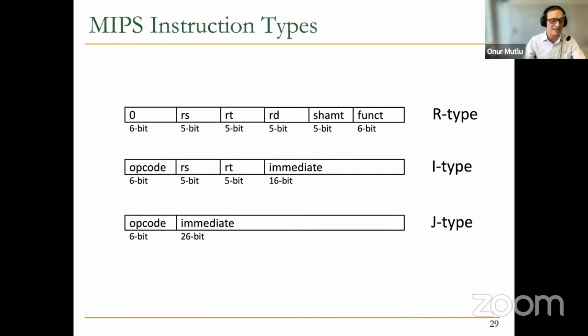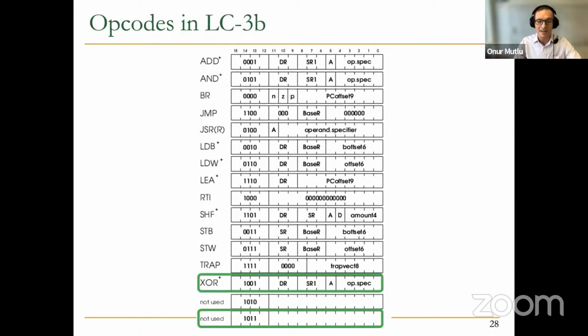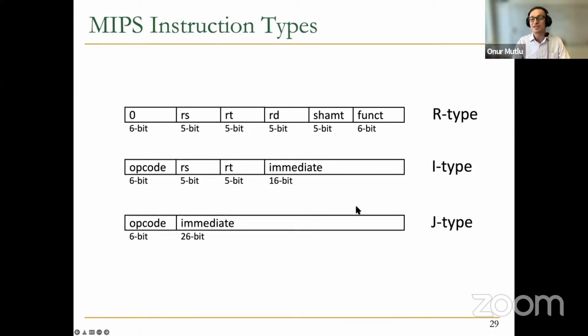So let's take a look at MIPS. I've given you LC3 instruction types. These are opcodes in LC3, and we're going to look at more examples of this. MIPS instruction types consist of 3 types: R type, I type, and J type. Actually, we've seen all of them yesterday. We're going to see them again today.